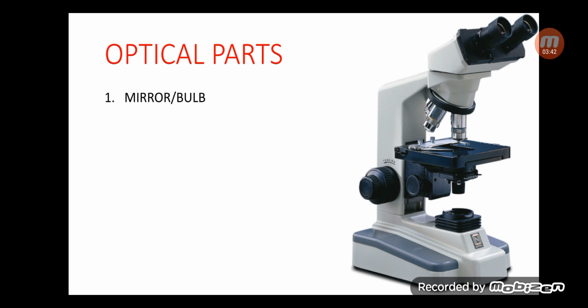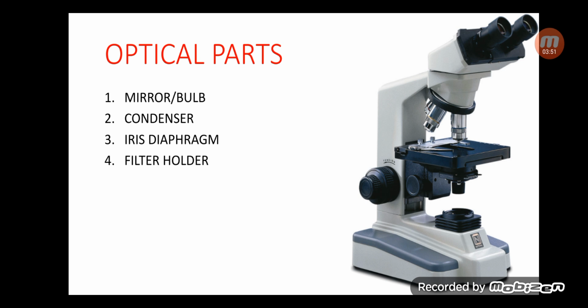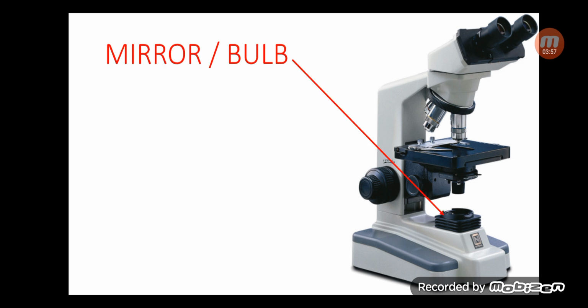The optical parts of compound microscope are mirror or bulb. Second part is condenser. Third part is iris diaphragm. Fourth part is filter holder. Fifth part is objective lens. Sixth part is eyepiece. Starting with the mirror or bulb.